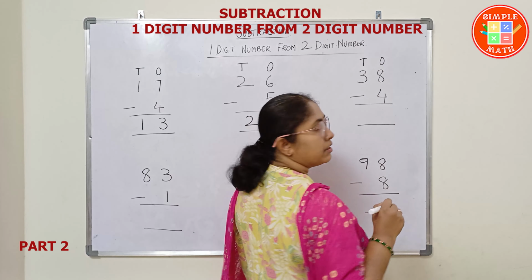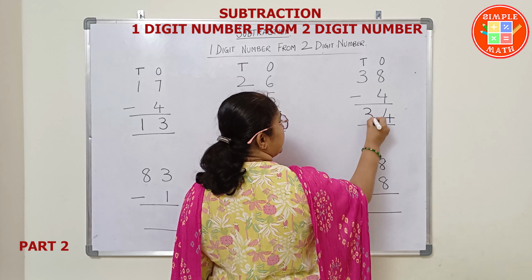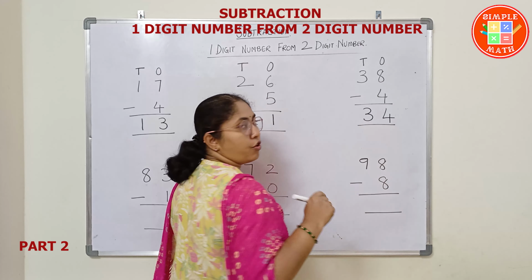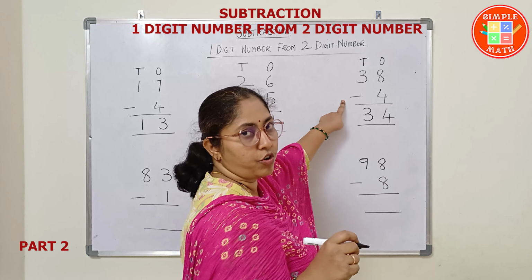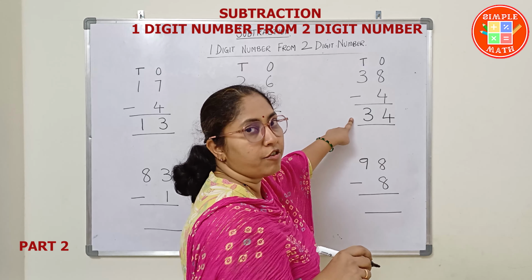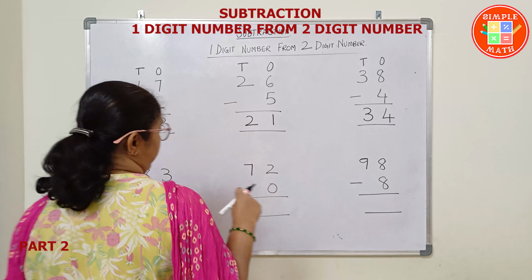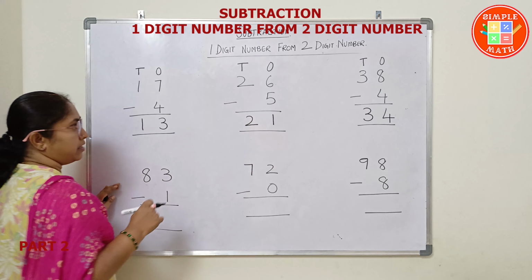So what will you write here in the ones column? 4. Then next we come to the tens column. There is nothing to be subtracted from 3, so we bring down the number 3 directly and write 3, 4, 34. 38 minus 4 is 34. Okay children?